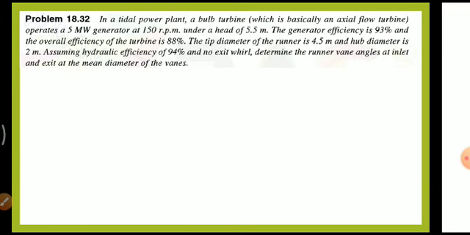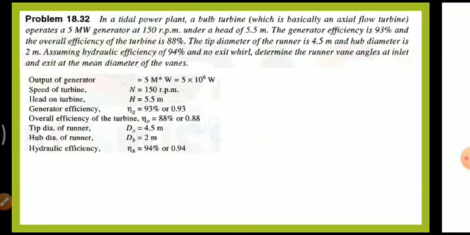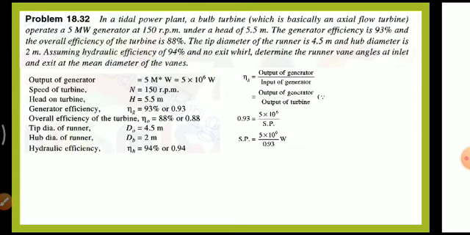So here is the given data, and first we will calculate the runner vane angles. The vane angle again will be tan theta and tan phi. Tan theta is equal to Vf1 divided by Vw1 minus U1. So we need the values of Vf1, Vw1 and U1. Vf1 can be calculated from the equation of discharge. For that we have to calculate the discharge. Discharge can be calculated from the equation of overall efficiency and shaft power. Shaft power is not given, here it is given the power output of the generator, so from that we will calculate the shaft power first.